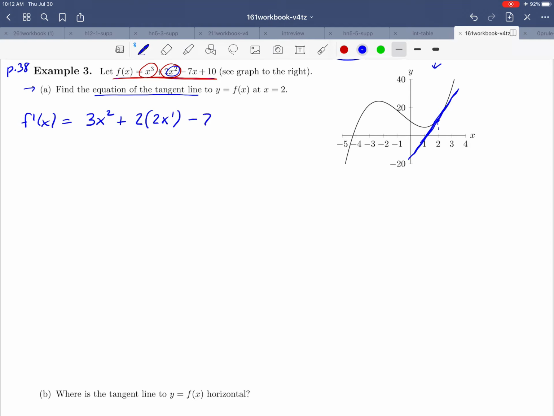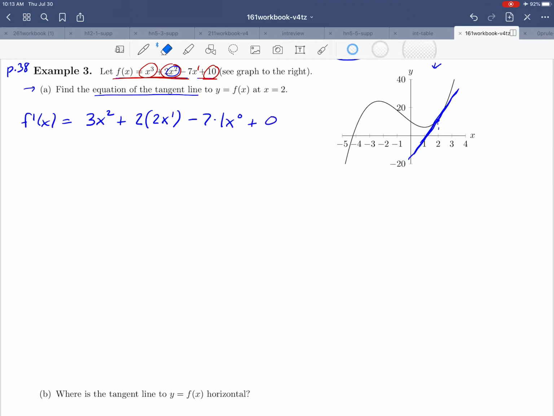Then we come to minus 7, and we need to take the derivative of x. x is really x to the first power. I'm going to remind you of that by writing that 1 in. And so its derivative by the power rule should be 1x to the 0. And then finally, what would the derivative of the 10 be? That's just going to be 0 because 10 is constant.